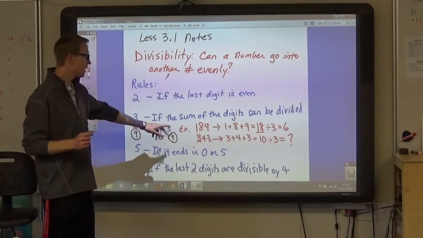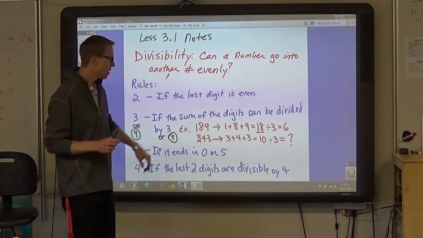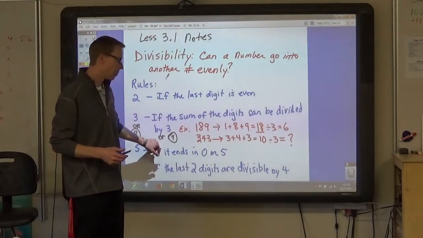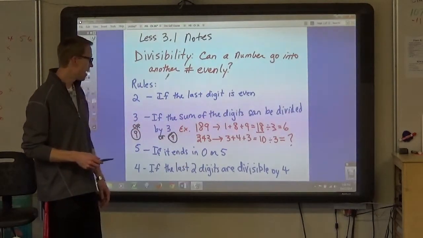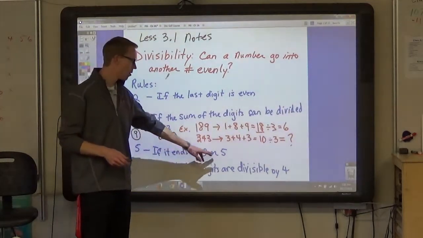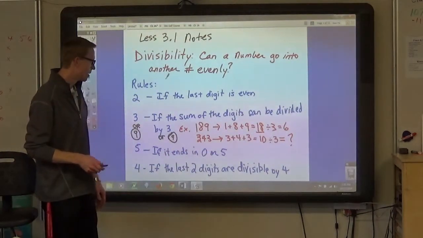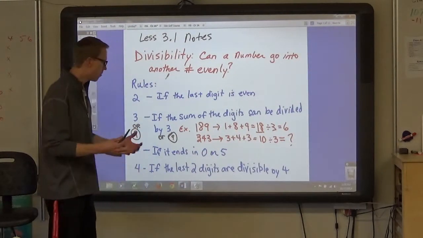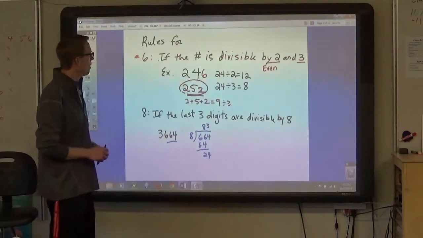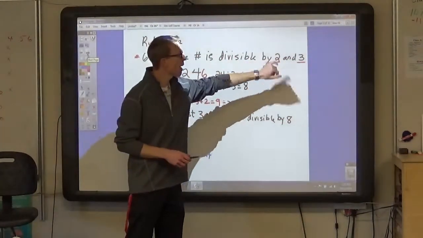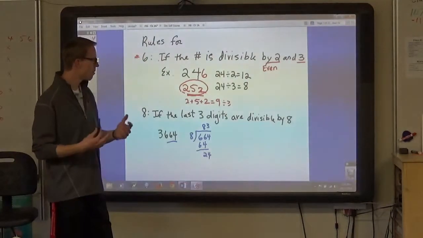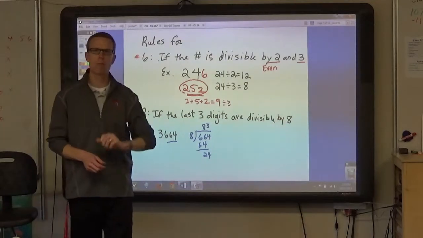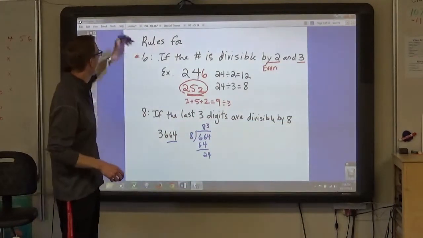If you add the digits and the sum is divisible by 3, then the number is divisible by 3. If the sum is divisible by 9, then it's divisible by 9. If it ends in a 0 or 5, it's divisible by 5. If the last 2 digits are divisible by 4, then the number is divisible by 4. If it's divisible by both 2 and 3, then it's divisible by 6. And finally, if the last 3 digits are divisible by 8, then the number is divisible by 8.